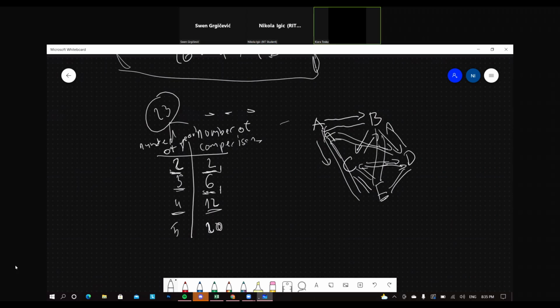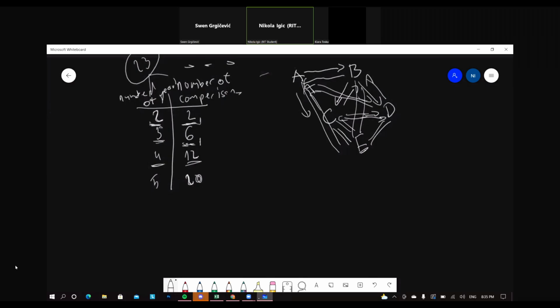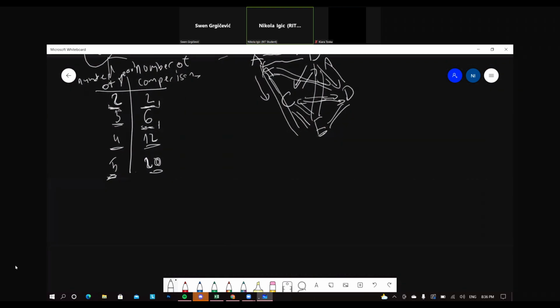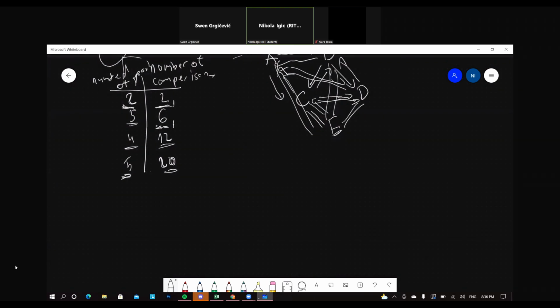I remember there was some question like that, but right now I'm trying to remember how it's solved. I just don't remember how he got the chances. I remember the first part. Okay, how he got from 2 to 2, from 3 to 6, from 4 to 12, from 5 to 20. This is the formula.